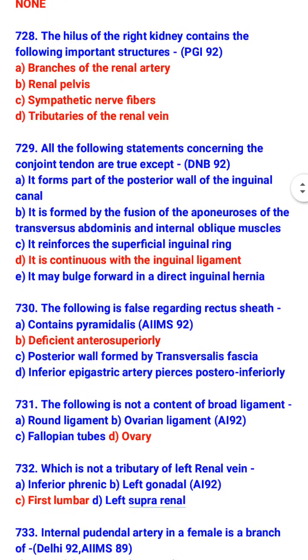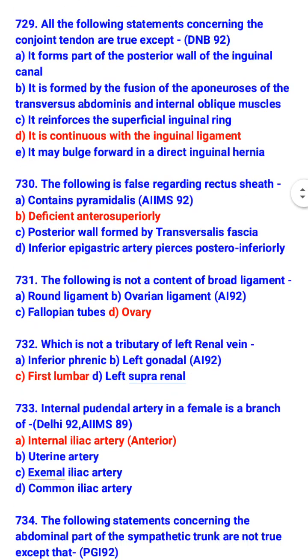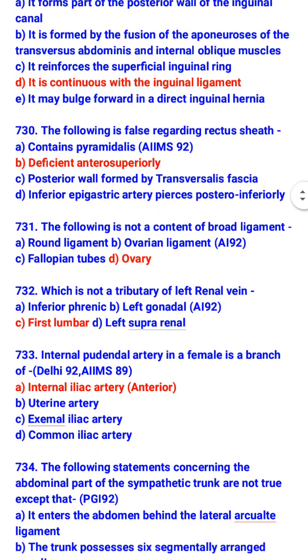The following is false regarding rectus sheath. Deficient anterosuperiorly is false. What is true is it contains pyramidalis. Posterior wall is formed by transversalis fascia and inferior epigastric artery pierces postero-inferiorly. The following is not a content of broad ligament. Ovary is not a content of broad ligament. Round ligament, ovarian ligament and fallopian tube are contents of broad ligament.